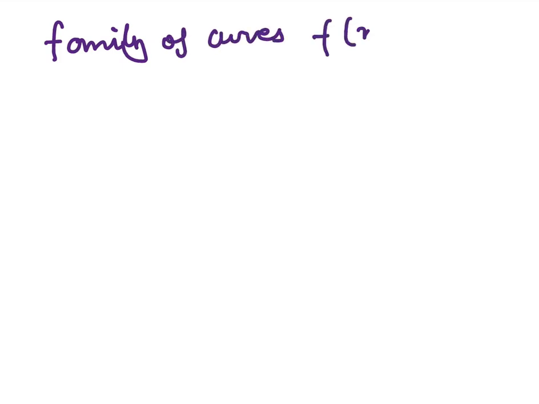F of x, y, t is equal to 0, where for every x and y, the parameter t takes some value. Notice here that there's just one parameter, but know that there could be more than one variable acting as a parameter.